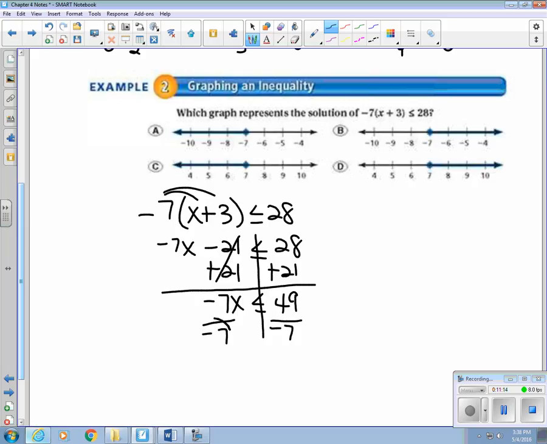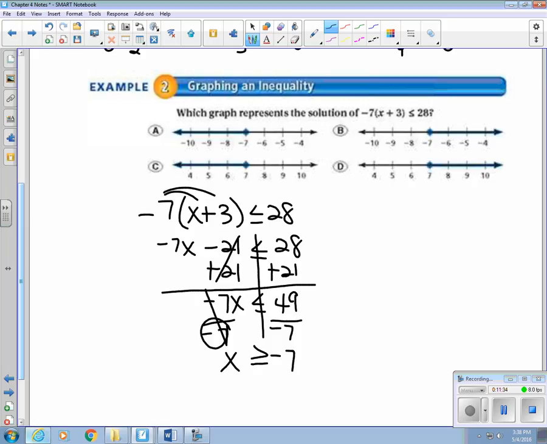As soon as I see I'm dividing by negative 7, that tells me I need to flip my inequality symbol. Negative 7 divided by negative 7 cancels out, and I get x. I've flipped my inequality symbol, and 49 divided by negative 7 is negative 7. Positive divided by negative is a negative.